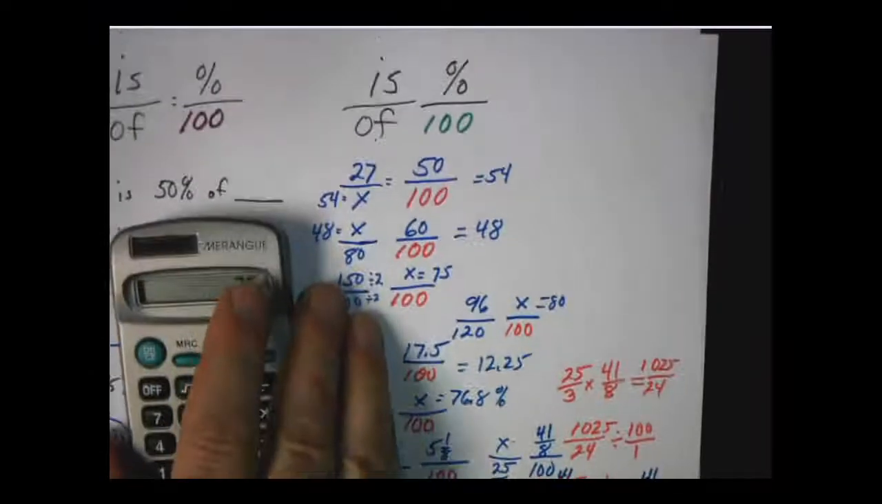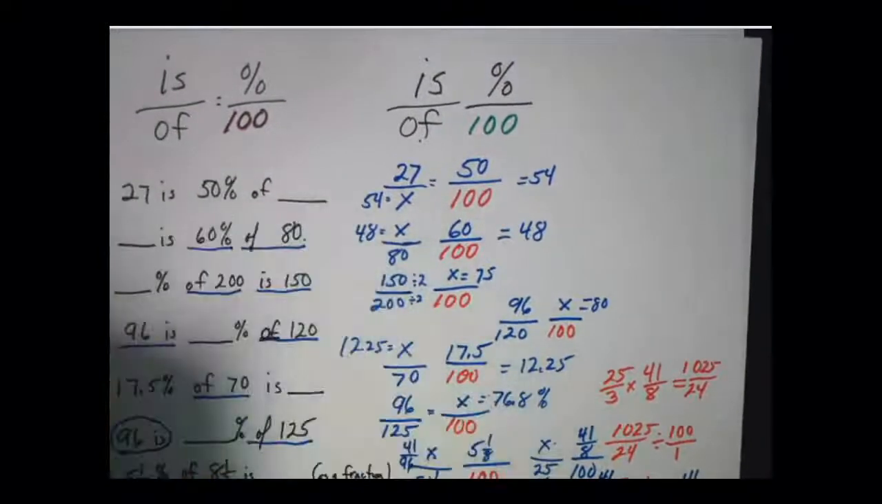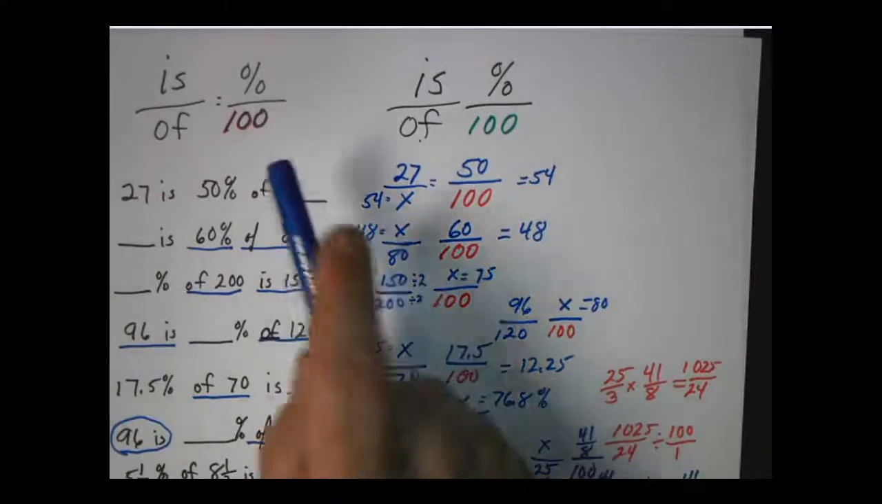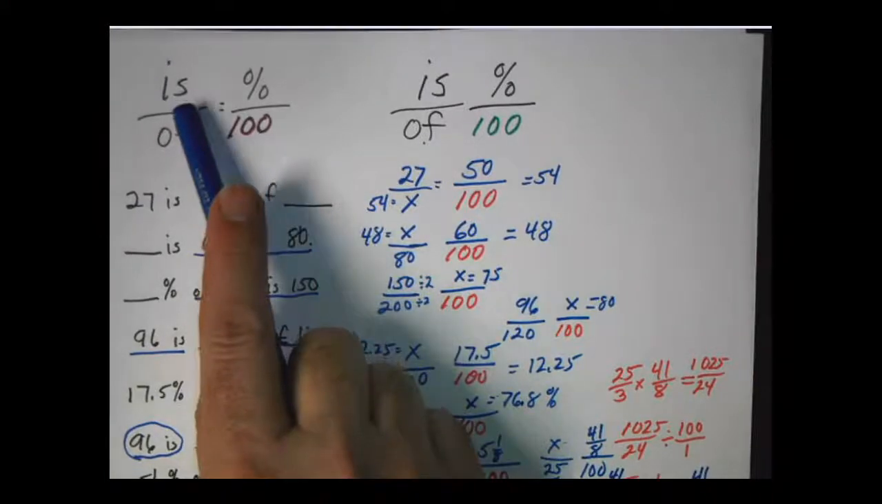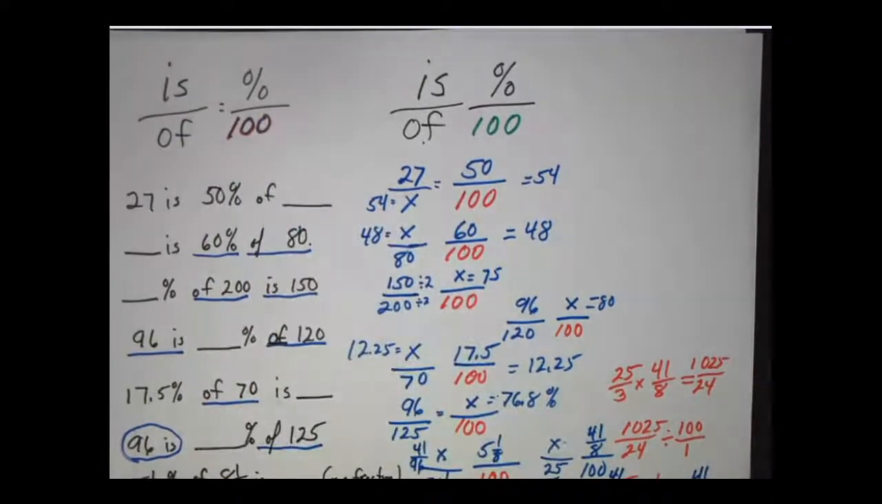So in review, even though all the little triangles are in the book there, this is the same as what they're telling you in a simplified form. Is over of, percent over 100. Put it in the notes. We're going to use it again.